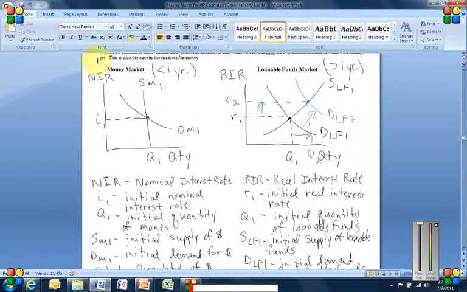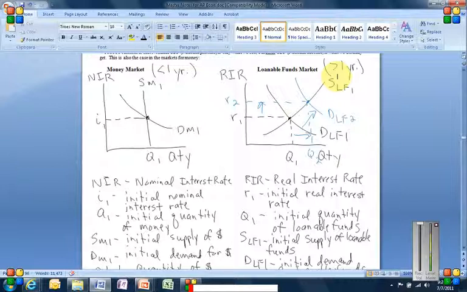Money market on the left-hand side, which is labeled with a nominal interest rate, and it has little i as the abbreviation. The loanable funds market, which has real interest rate marked on this axis, the abbreviation is little r. As we just said a minute ago, the supply of loanable funds curve is different than the supply of money curve. Supply of money is a vertical curve. Supply of loanable funds is a curve that slopes upward from left to right.